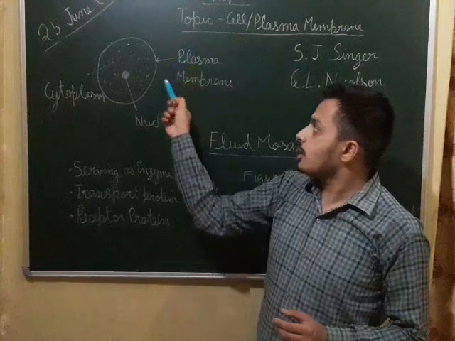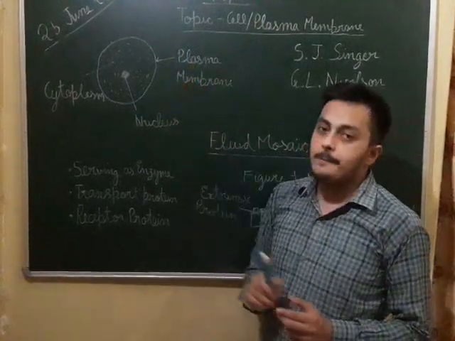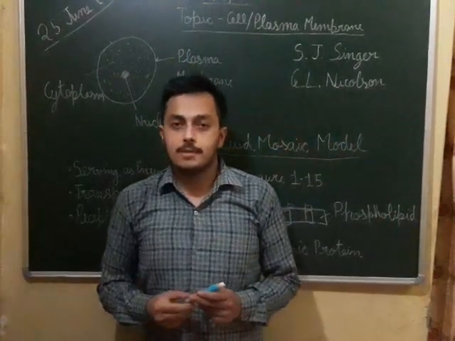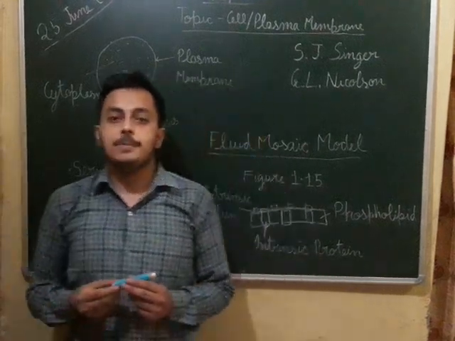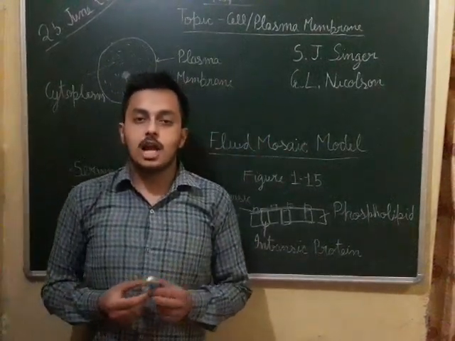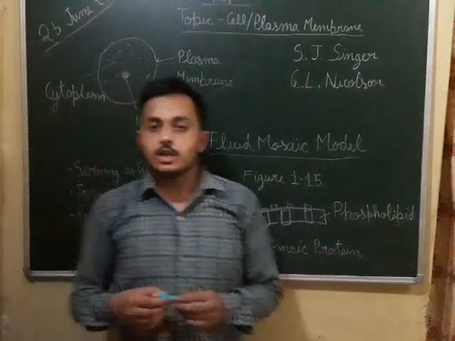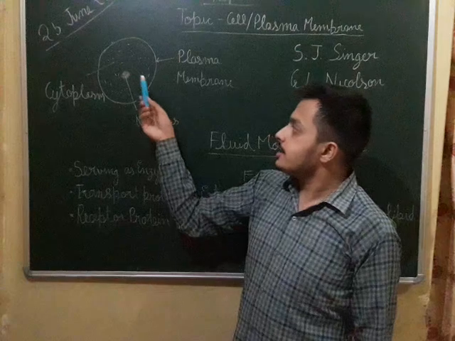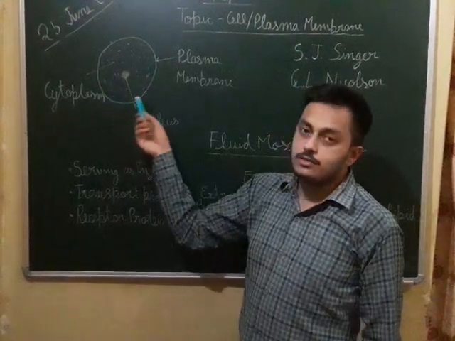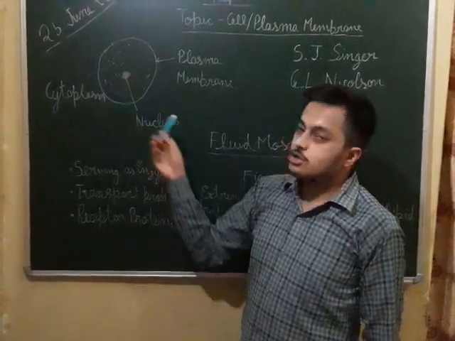Now, in this topic, we are going to discuss this plasma membrane. What is the plasma membrane? Actually, it is a semi-permeable membrane which allows only certain materials to pass through it. What does it do? It separates the inner material of the cell from the external surrounding.